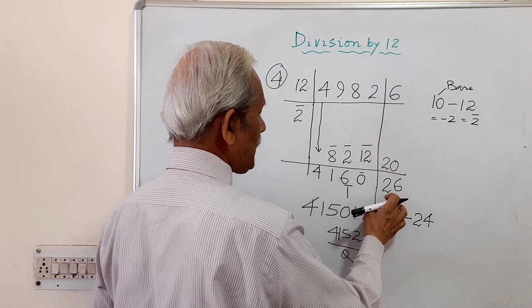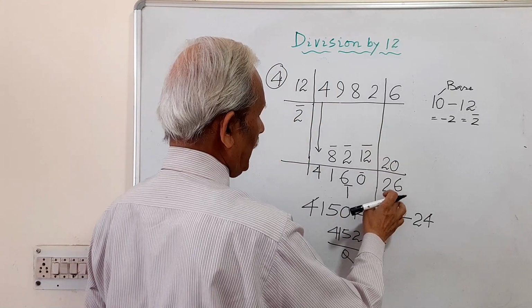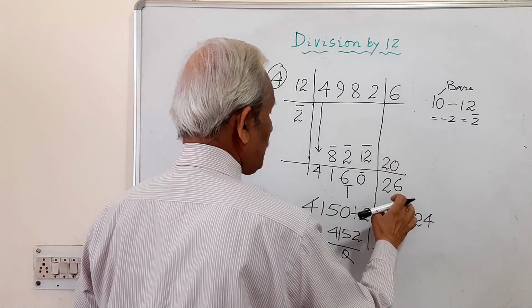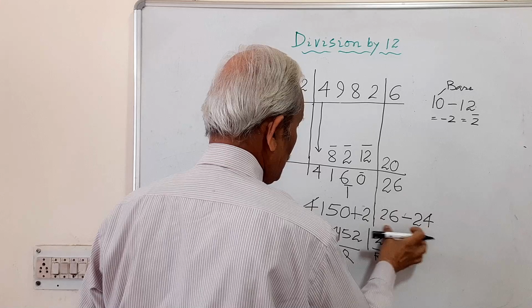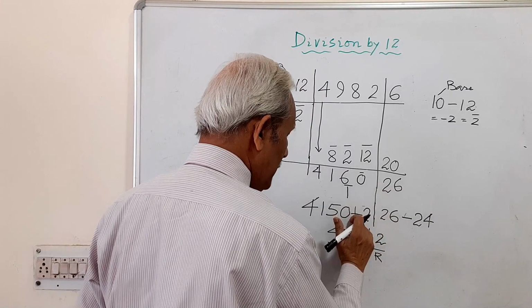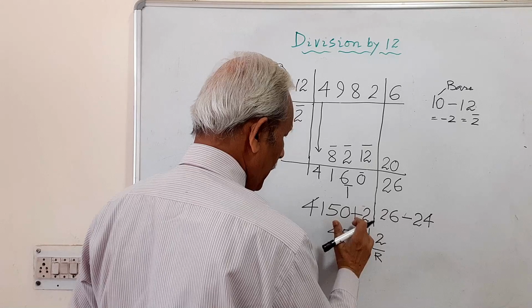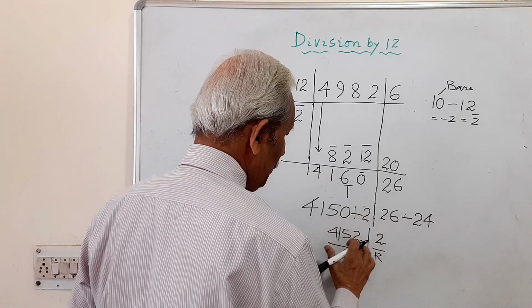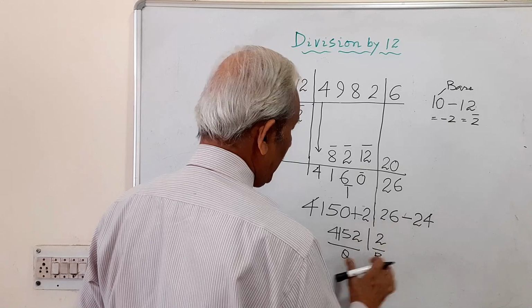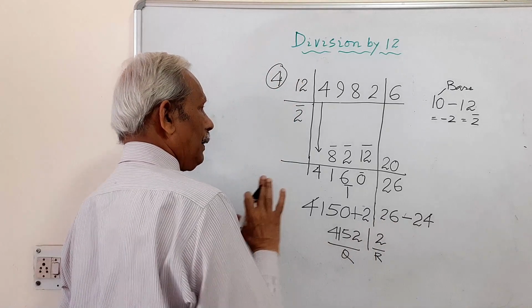I'll do it once again. This is 26, right? Now 12 goes 2 times into it. So 2 times 12 it goes, 26 minus 24. We have taken that from that side to this side, so I have added 2 here. So this has become 4152 plus 2. A 4152 quotient and 2 is the remainder, quotient and remainder. I think you have understood it.